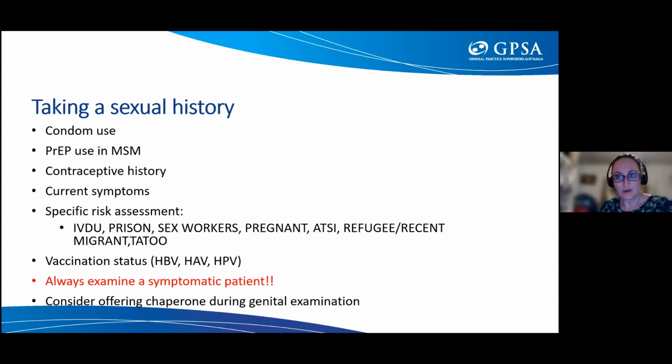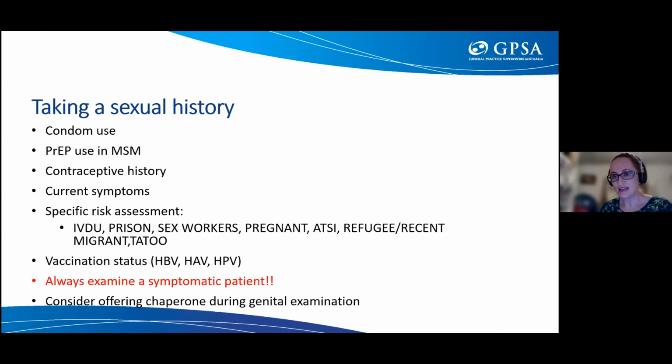If you're dealing with men who have sex with men, so wherever you see MSM in the slides, that refers to men who have sex with men. PrEP stands for pre-exposure prophylaxis. That's where men who have sex with men can take some antiviral HIV medicines prophylactically before sex.